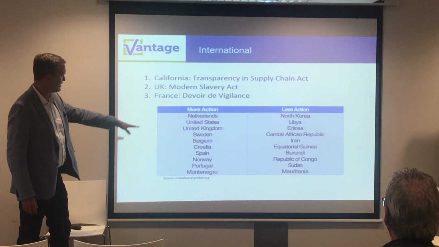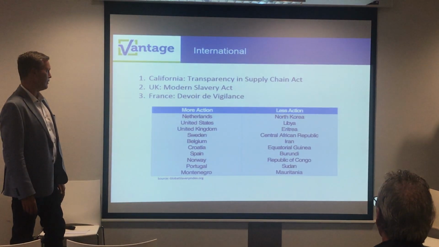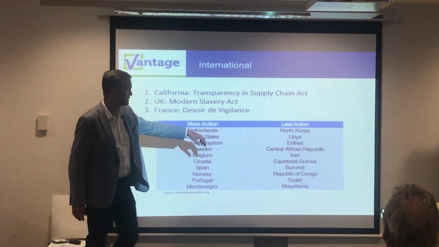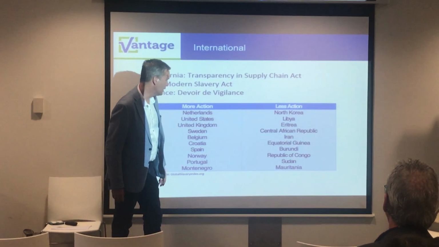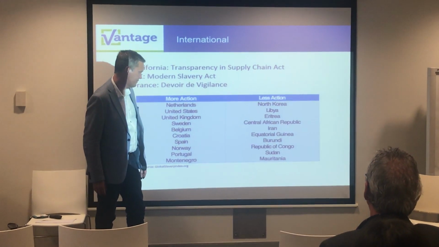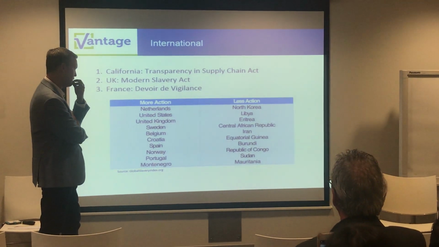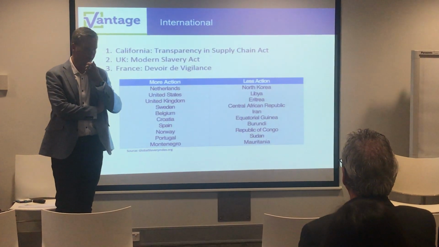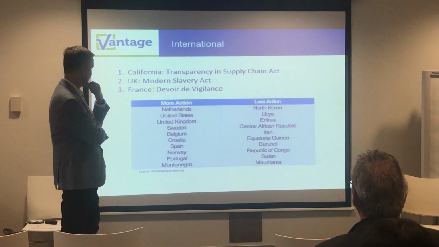So you look at the list here, the most action is in Europe. And the United States is relatively highly ranked. And then of course there's typical slave countries like North Korea, which is known to have slaves. I'm actually a bit surprised that, what's it called, Uzbekistan's not on there, because supposedly they're one of the top slavery countries.